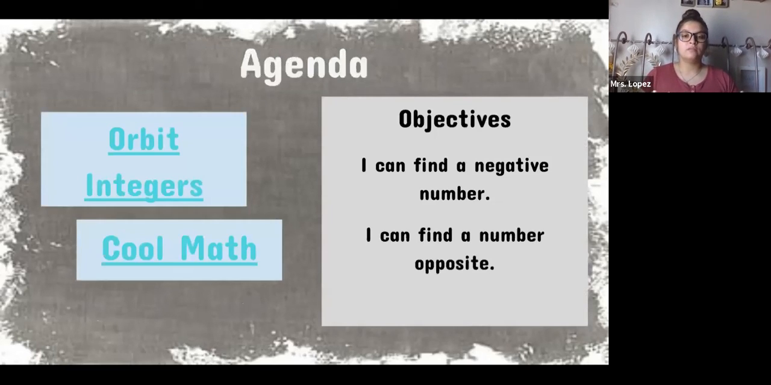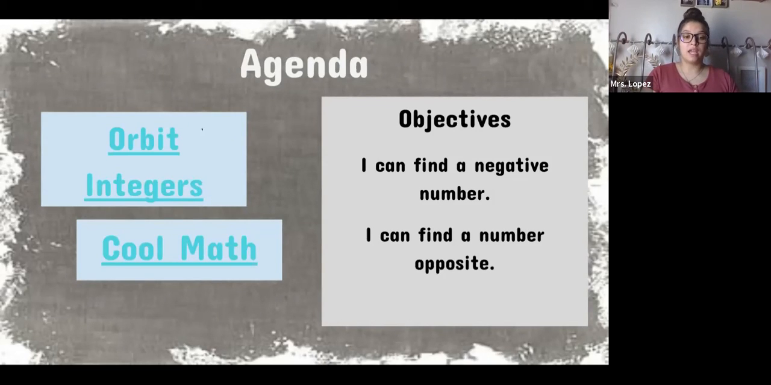So again, our agenda today was our objectives. I can find a negative number, and I can find a number opposite. So today we found how to find a negative number. When we subtract a number that's larger than the first number, it's going to give us a negative number. We know how to locate it on a number line, and we can find the number opposite. It's just changing the sign in front of the number.